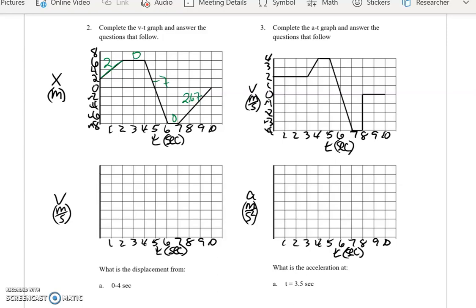So I need to scale my velocity graph below here. So I'll just make 0, I'll go 8, 6, 4, 2, 0, -2, -4, -6, -8.